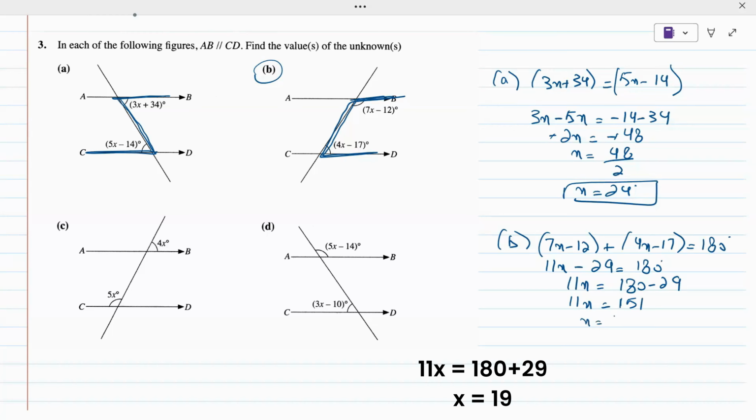And x is equal to 151 upon 11. That's 13.7 degrees. I hope I haven't made any mistakes here. 7x plus 4x, 11x minus 12 minus 17, 29. Yeah, everything looks correct. So yeah, B is 13.7.